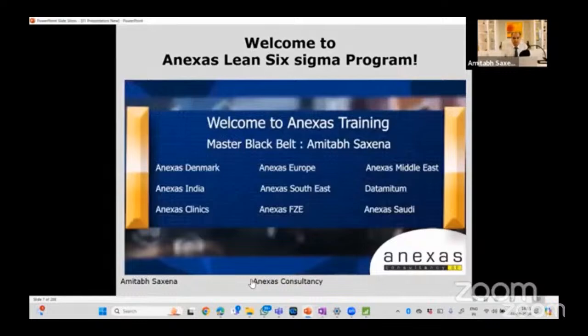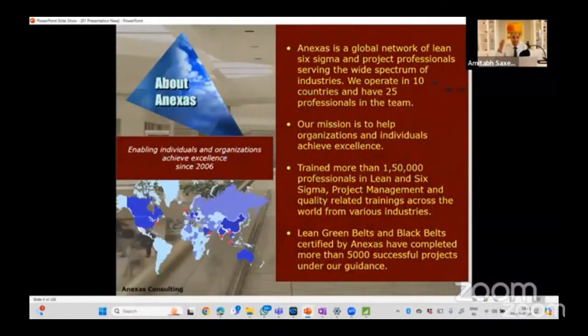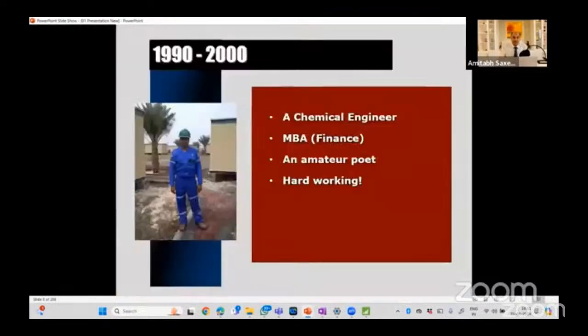There is a group of 25 people who are supporting this training, who are responsible for bringing this training. So thanks a lot to all of them. As a company, we have been around since 2006, enabling individuals and organizations to achieve excellence, having trained more than 150,000 people.